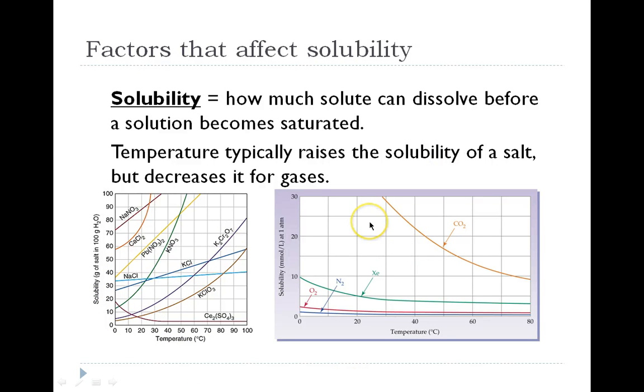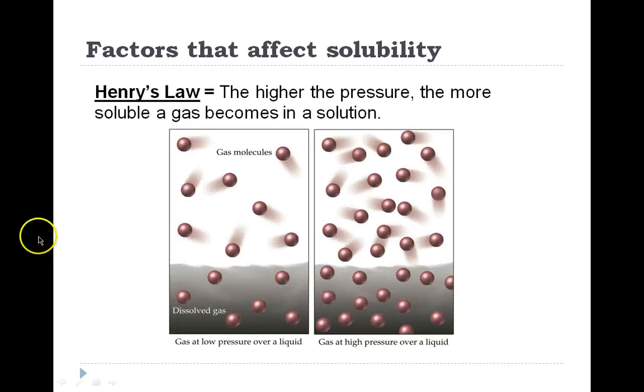Also, gases, it's the exact opposite. Gases are more soluble at lower temperatures, not higher temperatures. This is why a soda often goes flat faster on a warm day than in a refrigerator. So, talking about sodas becoming flat. Henry's law: the higher the pressure, the more soluble a gas can become in a solution.